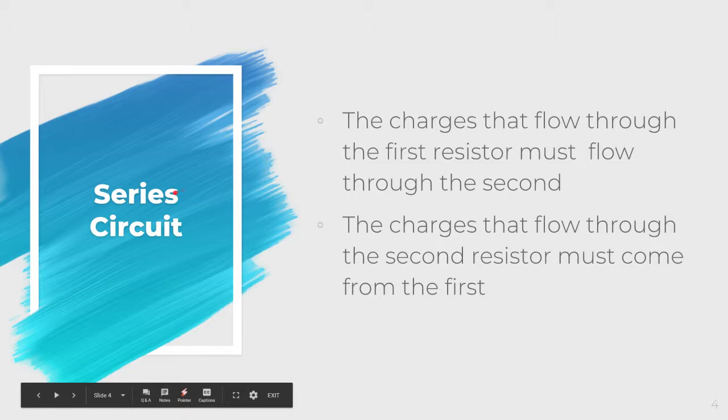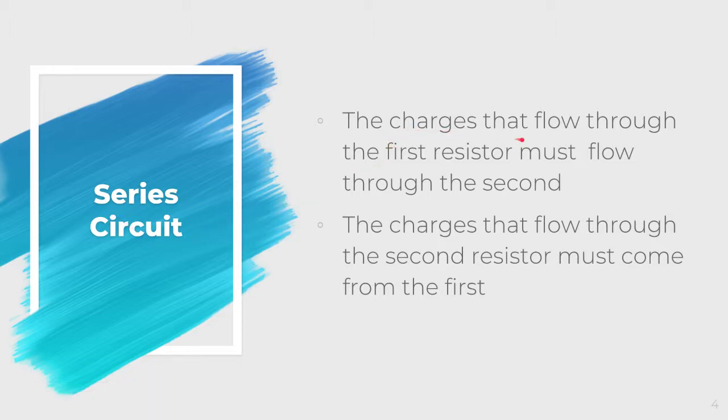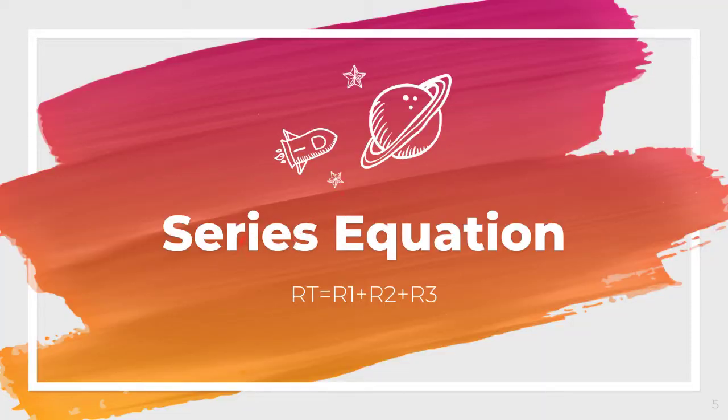There are two types of resistance circuits. The first one is a series circuit. In a series circuit, the charges that flow through the first resistor must flow through the second, and the charges that flow through the second resistor must come from the first. So in order to solve for a series circuit, it would look something like this. You just add up all the resistors to get the total resistance of the circuit.